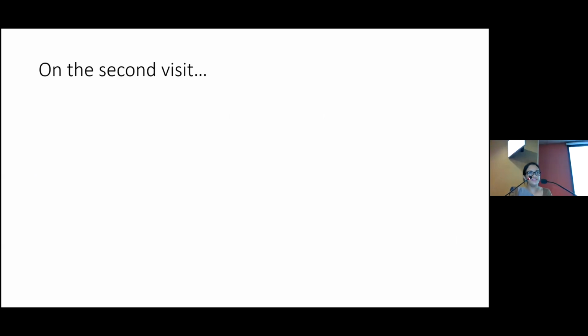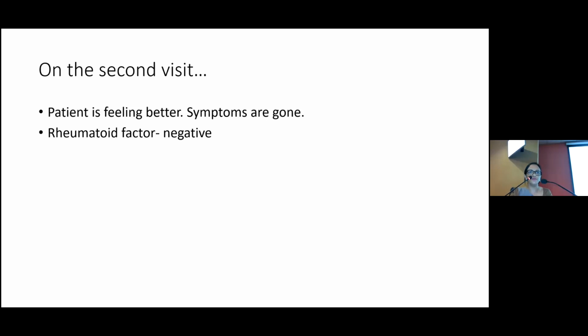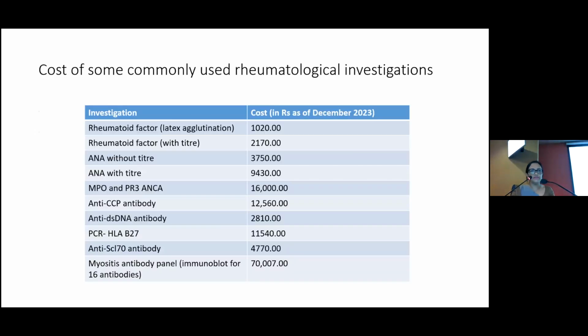So on the second visit, when she came with these investigations, the patient was feeling much better. The symptoms were gone. However, the rheumatoid factor was negative. Now what? What should I do next? You have the option of doing the ANA and the dsDNA and the HLA-B27, because I have seen this being done quite commonly.